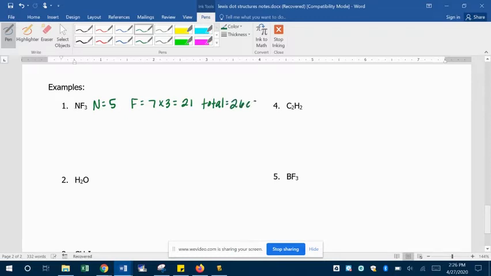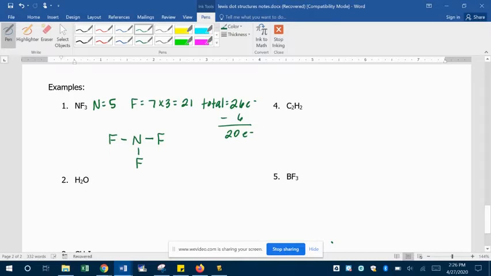Because the N is written first, that's a good indicator that nitrogen's in the middle, and it's going to be surrounded by fluorines. And we start by just drawing a dash in between them, which would represent a single bond. Now, those bonds used some electrons. Remember, each bond is 2 electrons. So our 3 bonds used 6 electrons. So right now we have 20 electrons left.